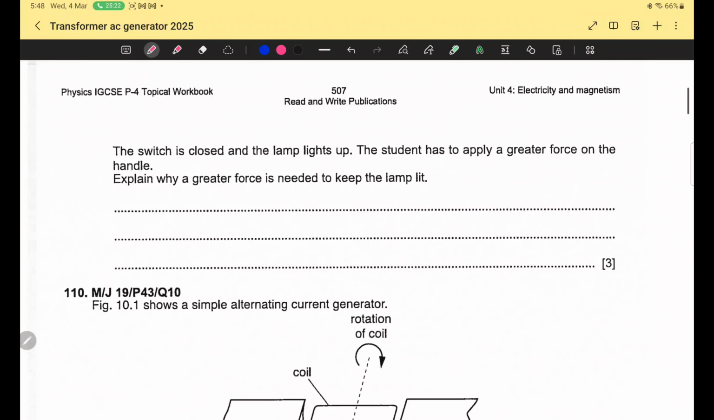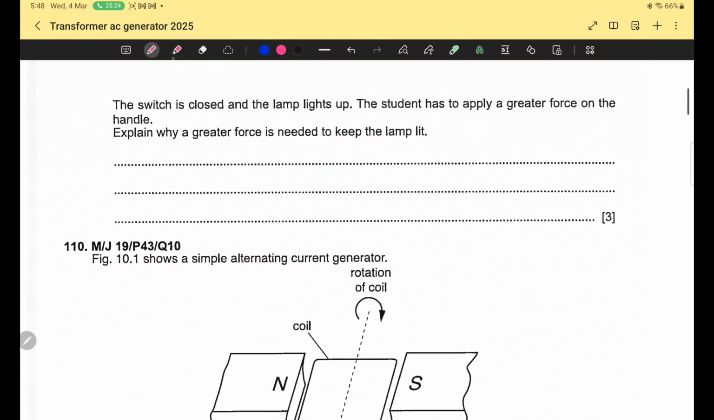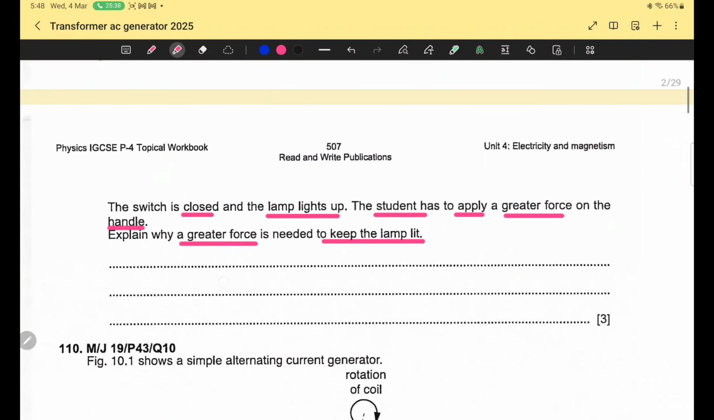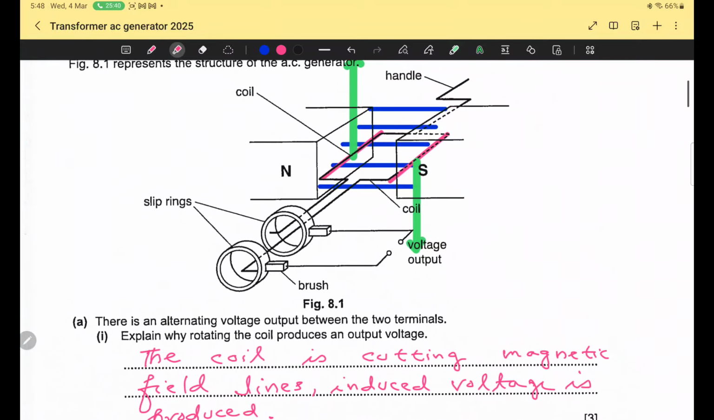And now the switch is closed. Now the switch is closed and the lamp lights up. The student has to apply a greater force on the handle. The question is why greater force is needed to keep the lamp lit.